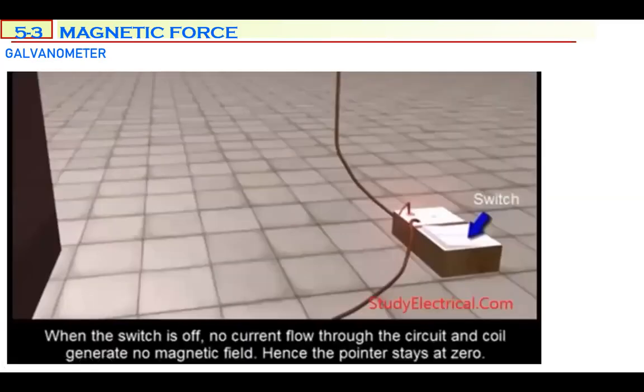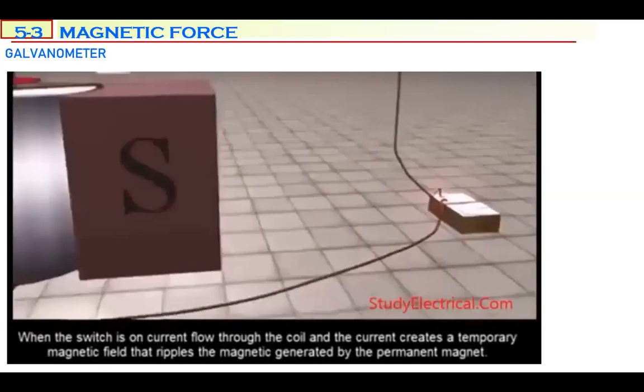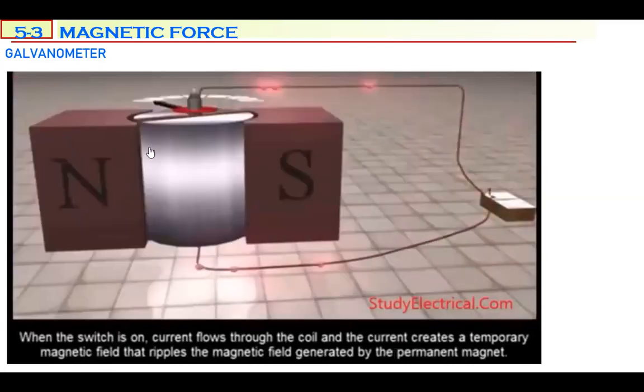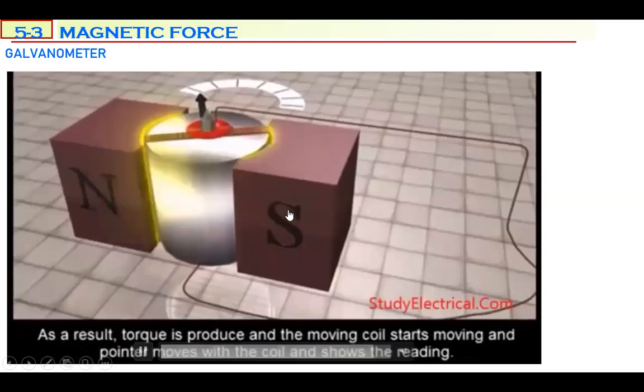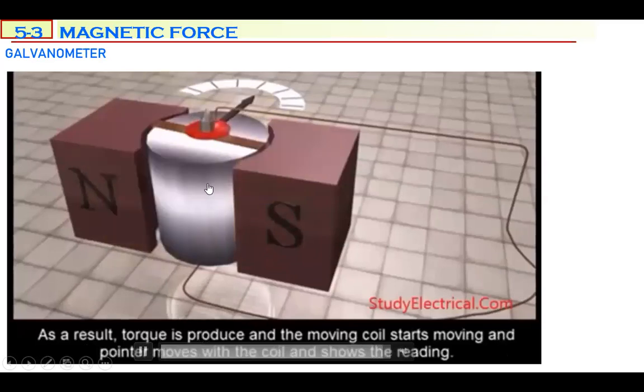Now the switch is on, and electric current flows through this coil inside this magnetic field from N to S. This coil starts to rotate because the magnetic force produces a torque about this point. The pointer points to the number on the scale depending on how much current passes through this coil.